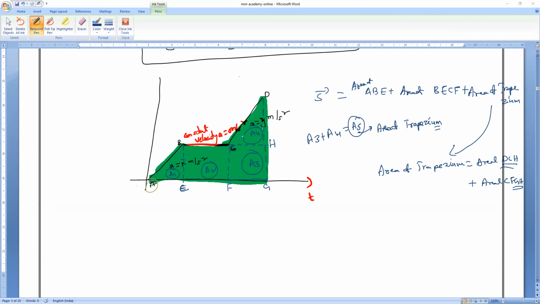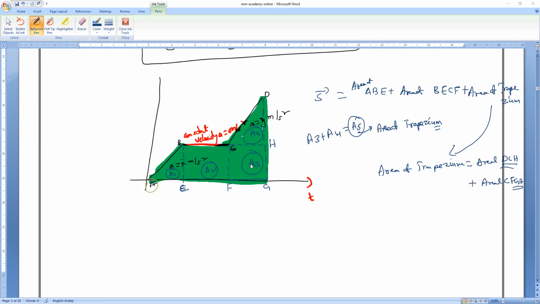Now, in the offline class, I will give you one question. 100% you people will struggle with that question. Let me give you that question when we come for the offline class. Like a similar graph, 100% you will struggle to find the displacement done by the body. Let us discuss that later. Okay.